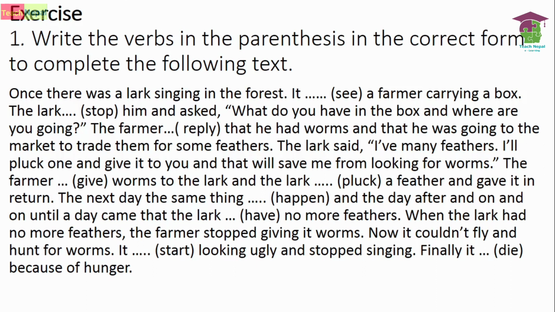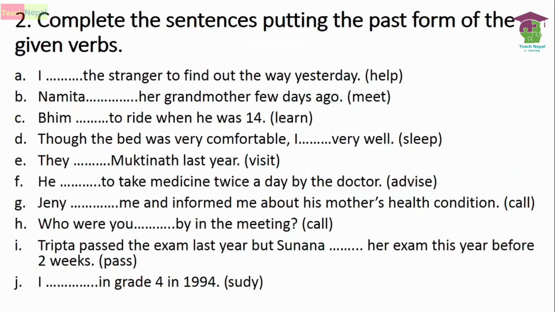Okay, so in this way, next verbs are start and die. So start like started बनाउने, die like died. Finally it died because of hunger. In this way you can do this first exercise. Okay, simply you have to write the verb forms into the past form and correct it. Next one, complete the sentences putting the past form of the verbs given. Now, I dared the stranger to find out the way yesterday.